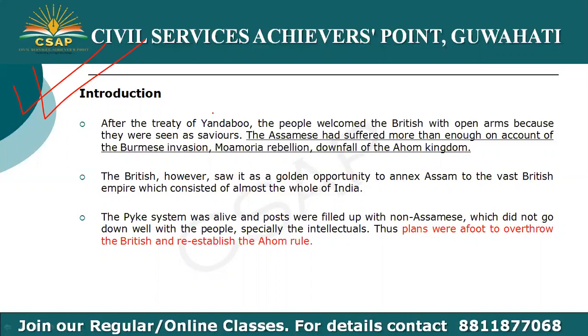The pike system, which was a very administrative system, supported the British. The Ahom system, the pike system, was filled with non-Assamese, which did not go down well with the people, especially the intellectuals. Thus, various plans were drawn to overthrow the British and re-establish the Ahom rule.